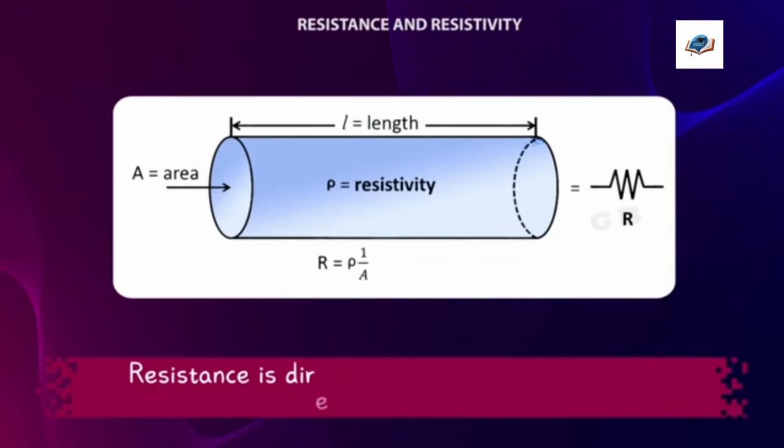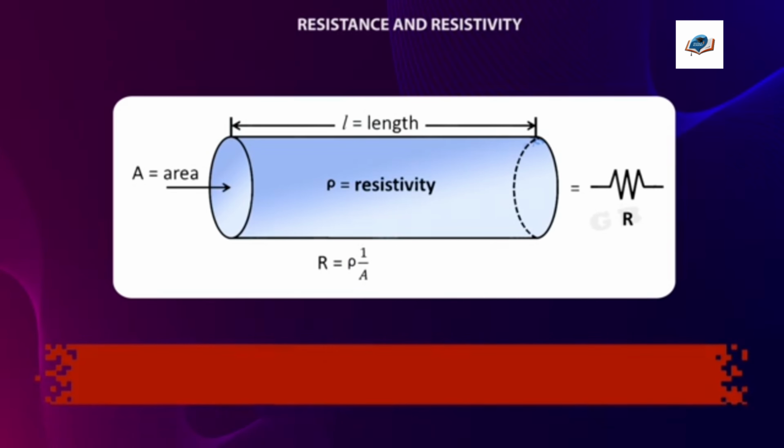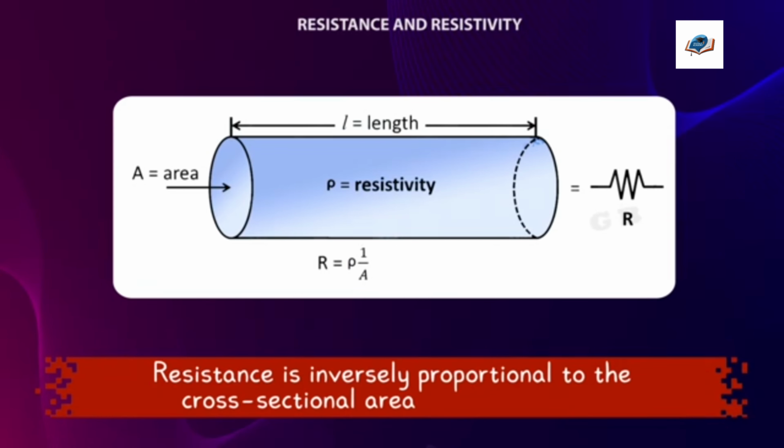So, resistance is directly proportional to the length of the conductor. That means if the length increases, the resistance also increases. Resistance is inversely proportional to the cross-sectional area of the conductor. That means if the cross-section increases, the resistance decreases.